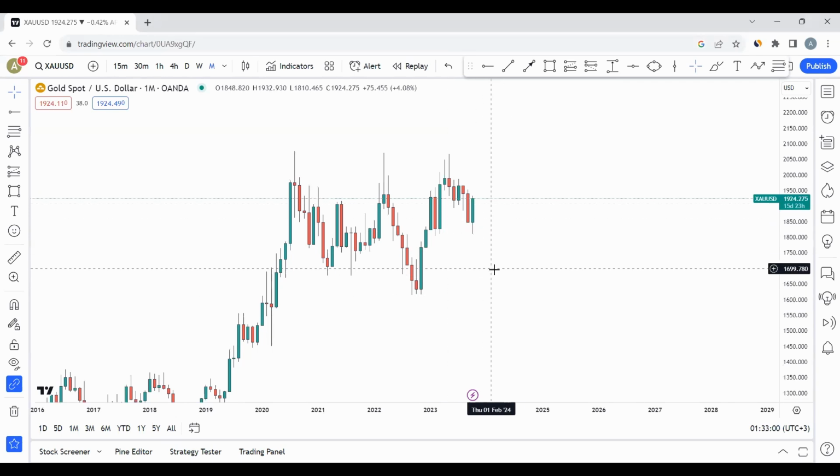So starting from the monthly time frame, we're looking for direction. In the previous video, I've been talking about this for some time. We expected gold to move from down here to come and retest this area here. Though currently we see it is slightly above it, we shall see it in the next lower time frame.